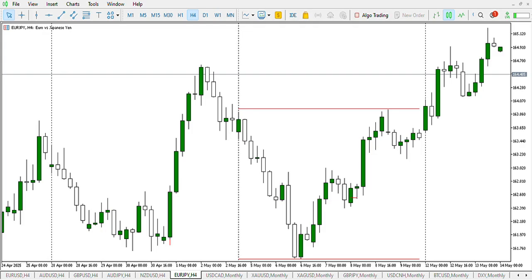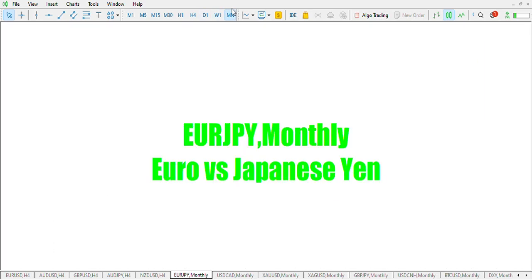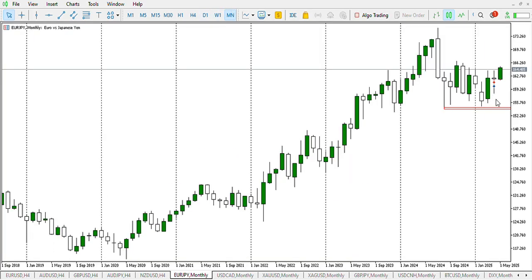On EUR JPY, we can expect this low to be taken out, which is not taken out yet. At the high, we do not have a bullish candle, so we are looking out for this low. We are looking for price to drop to this low before the end of the year, for price to push further up.